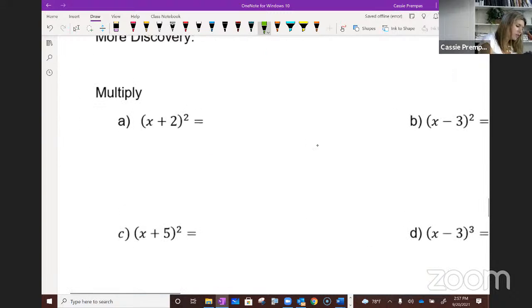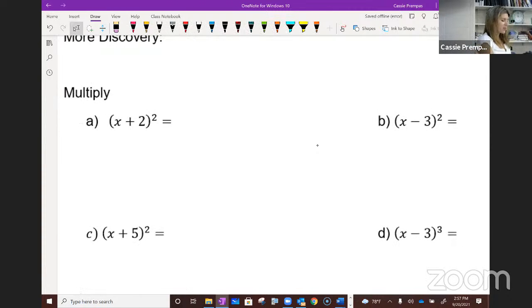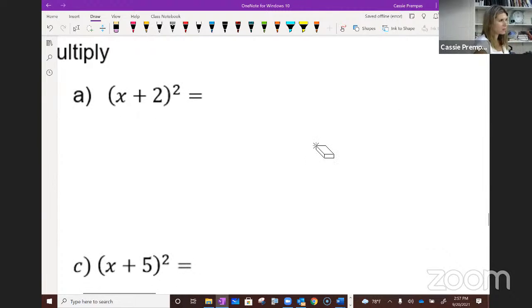Now, there's a little bit of more discovery, but before we do this, I have to ask you a question. It's not the one that pertains to these notes though. But does x plus 2 squared equal x squared plus 4? Does x minus 3 squared equal x squared minus 9? Does x plus 5 squared equal x squared plus 25? No, that's the most common Algebra 2 error. Don't make it. What do I have to do instead?